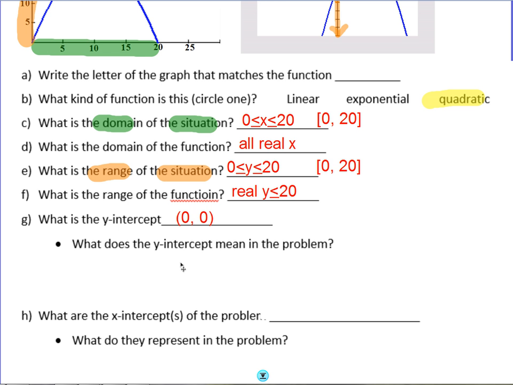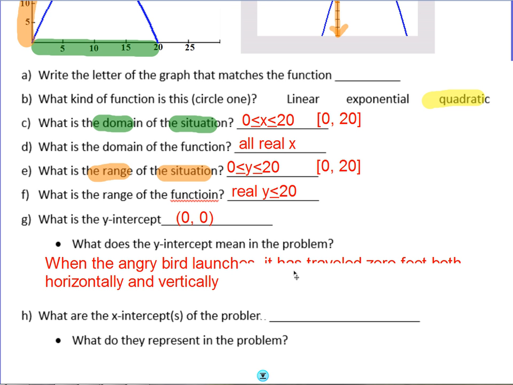What does that mean in terms of the problem? It means that when the angry bird launches, it has traveled 0 feet both horizontally and vertically. It's where the angry bird launched from. Okay? What are the x-intercepts of the problem?